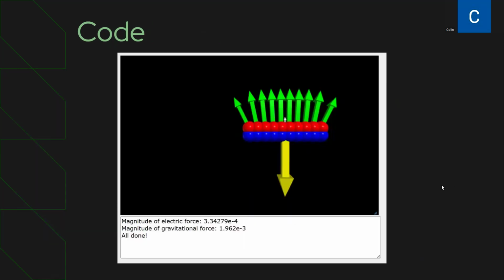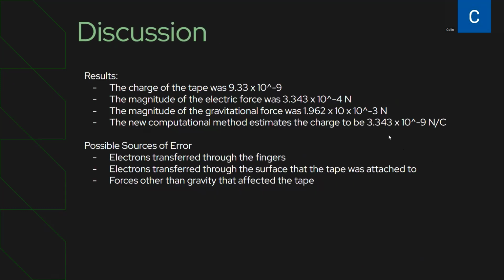As you can see, we have the magnitude of electric force being 3.32 e to the negative 4, and the magnitude of gravitational force being 1.962 e to the negative 3. The possible sources of error for this experiment were that the electrons were transferred through the fingers when conducting the experiment, the electrons transferred through the surface that the tape was attached to during the experiment, and forces other than gravity that affected the tape. These things could have possibly affected the charge of the tape and how it changed over time, or the distance between the two tapes that was recorded.